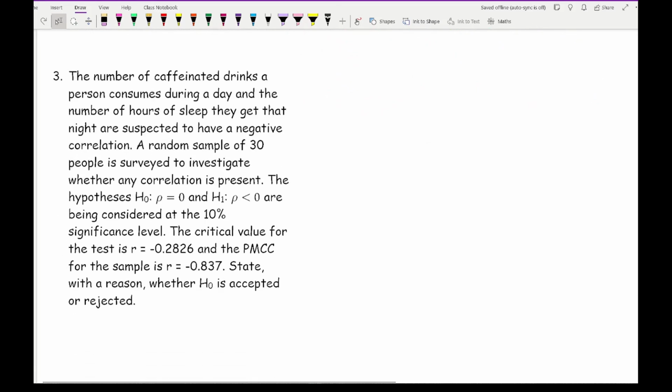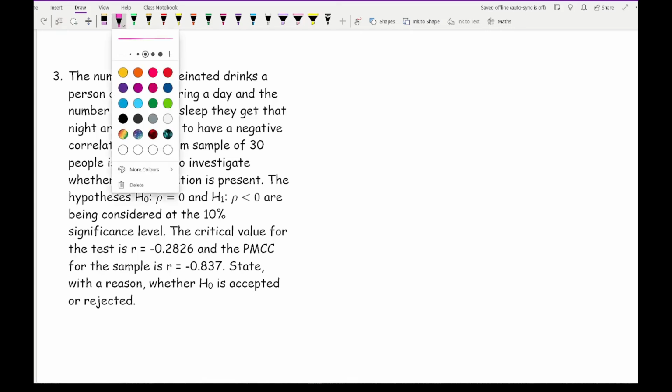So let's have a look at our third example. It says that the number of caffeinated drinks a person consumes during the day and the number of hours sleep they get that night are suspected to have a negative correlation. A random sample of 30 people was surveyed to investigate whether any correlation is present. The hypothesis H0 where rho is equal to 0 and an alternate hypothesis where rho is less than 0 are being considered at a 10% sig level. The critical value for the test is where R is less than 0.2826, and the PMCC for the sample is where R is equal to minus 0.837. State with reason whether H0 is accepted or rejected.